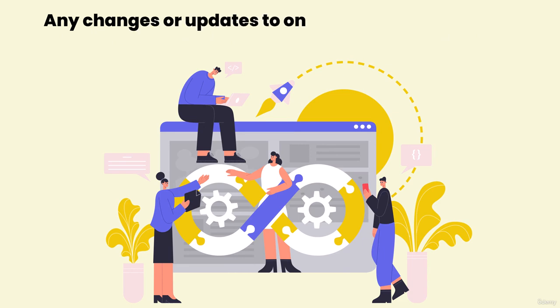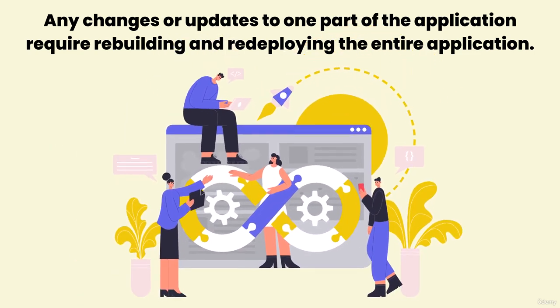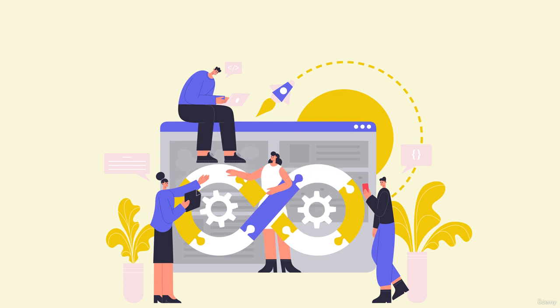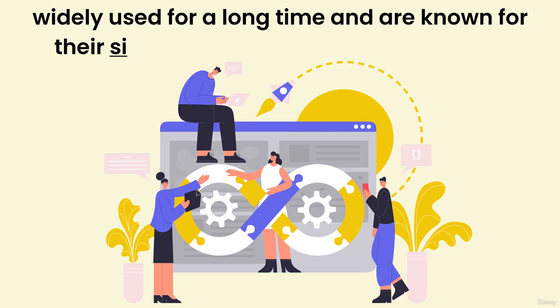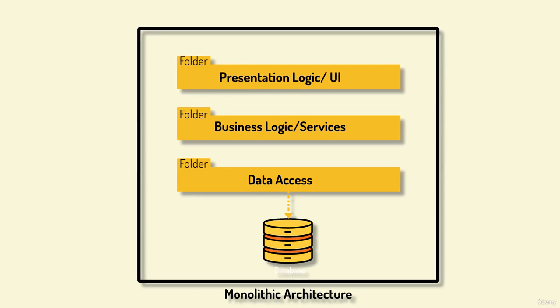This means that any changes or updates to one part of the application requires rebuilding and redeploying the entire application. The components within the application share the same memory space, allowing them to communicate with each other directly and efficiently. Monolithic architectures have been widely used for a long time and are known for their simplicity and ease of development. I will say it is one of the easiest architecture patterns to follow. They often use a single technology stack, making it easier for developers to work on the application. However, as the application grows in size and complexity, monolithic architecture can become harder to maintain and scale.